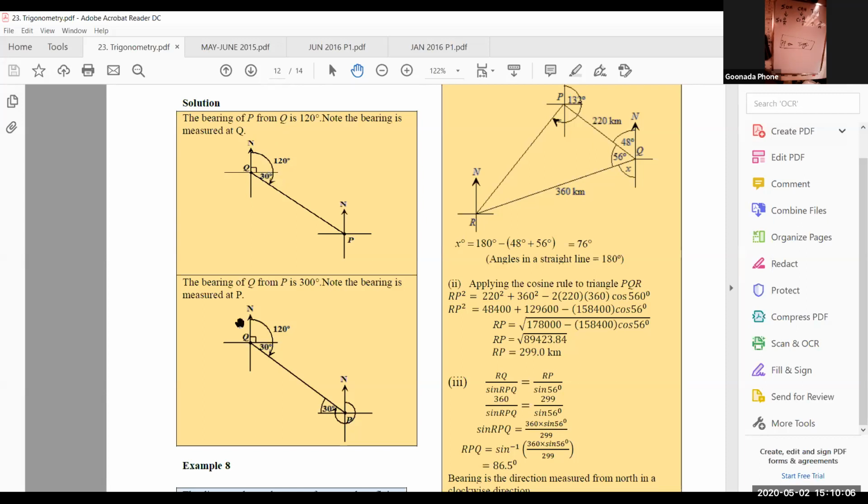Okay, but we want to find from Q to P. So the bearing of Q from P is 300 degrees, of course. Note the bearing is measured at P. So over here, let's look at P now. So 90 plus 90 plus 90 is 270, and 270 plus 30 is 300.